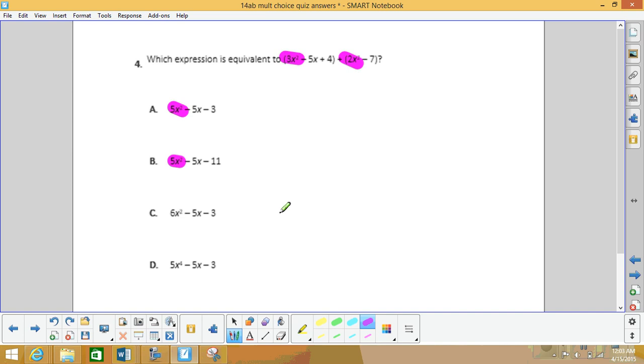So you know we can eliminate C and D. And then we're going to go on to the next term. Negative 5x. And nobody over here has a negative 5x. So negative 5x and negative 5x are still in the running. And then we've got a positive 4 and a negative 7. And that together makes negative 3. So your answer for 4 should have been A.